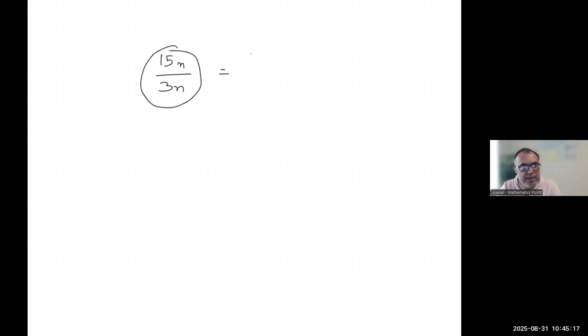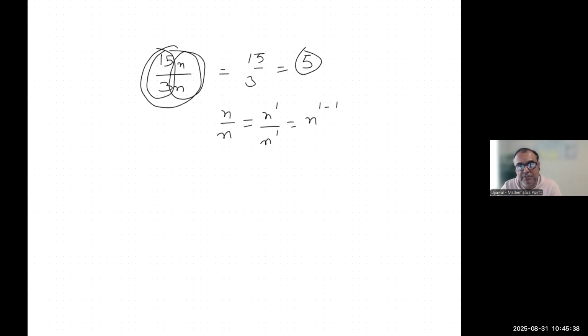15 and 3 can be taken separately, which makes it 5. N and n. What is n over n? Which is n raised to the power of 1 and n raised to the power of 1. Law of division kicks in. n raised to the power 1 minus 1 is n raised to the power 0, which is 1. So the final answer is 5 times 1, which is 5.